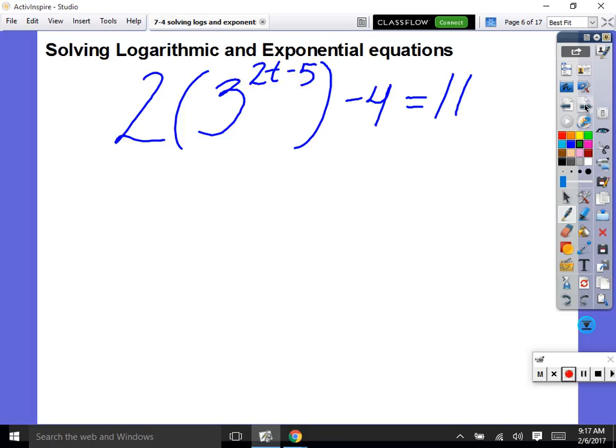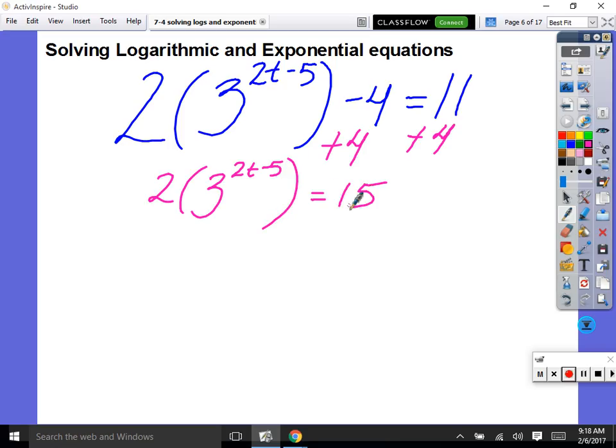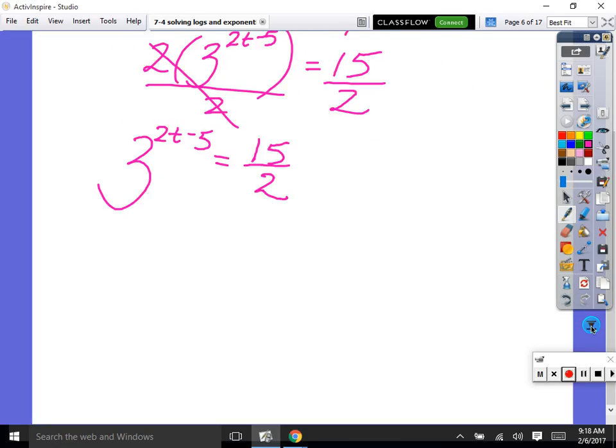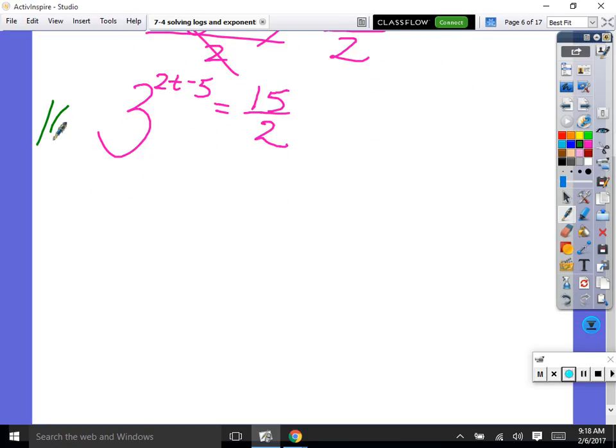Okay. So solve the log or exponential equation. With this one, what would you suggest we do first? Good, add 4 to both sides. We're isolating the base. So we have 2 times 3 raised to the 2t minus 5 equals 15, right? Next step, divide by 2. Watch what I would expect to see as work. So we have 3 raised to the 2t minus 5 equals 15 halves, which doesn't simplify. Leave it as 15 halves. Next step would be to log to the base 3, because we need to solve for t. It's stuck up in an exponent. Log to the base 3 of both sides.